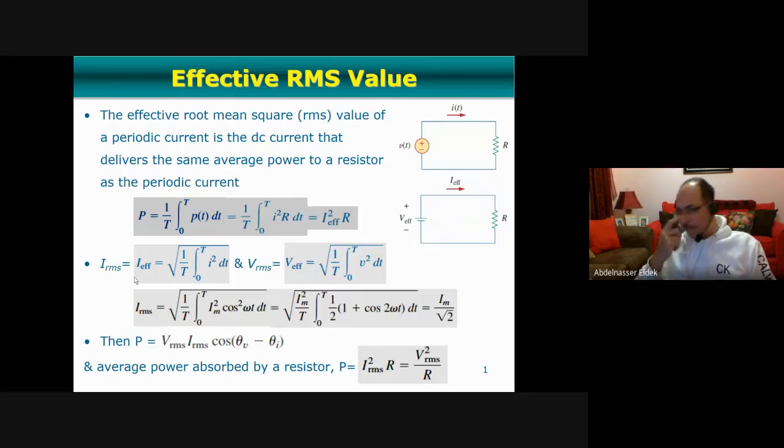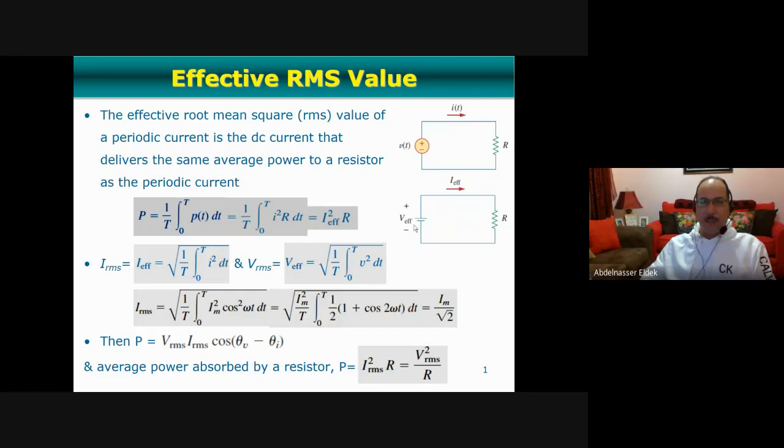The next part of this chapter is talking about the effective root mean square value, and then there's something called complex power and power factor and so on. So what is the root mean square value for an AC current? This is the value of the DC current that produces the same power. Simple like this.